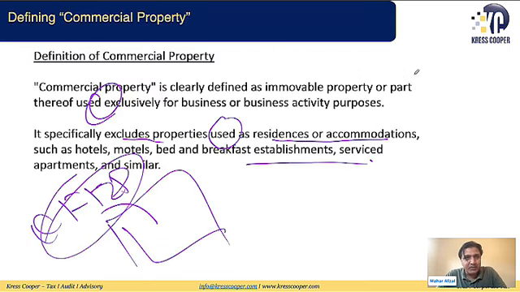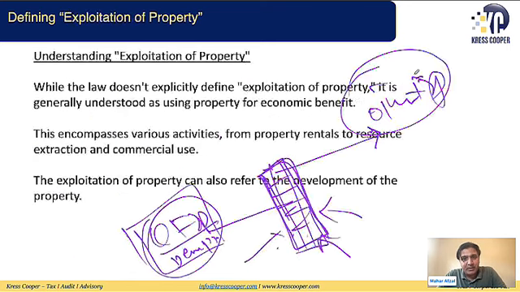Can I go back to the definition of commercial property given in the decision? It says used exclusively for business or business activity purposes. Excludes properties used as residences or accommodation. So apparently, when this tower has been built by the qualifying free zone person and is being sold to another free zone person, the tower will not be used for living or accommodation purposes. This is a commercial tower. Exactly based upon the wording of the law, apparently it will not be considered a qualifying income. The reason is this is not a used tower.